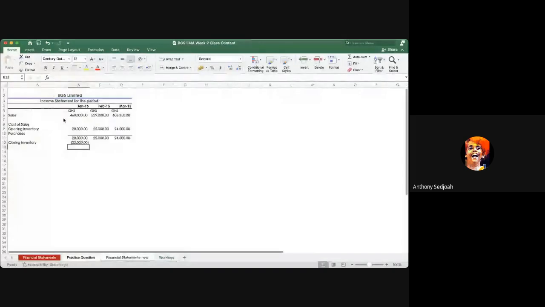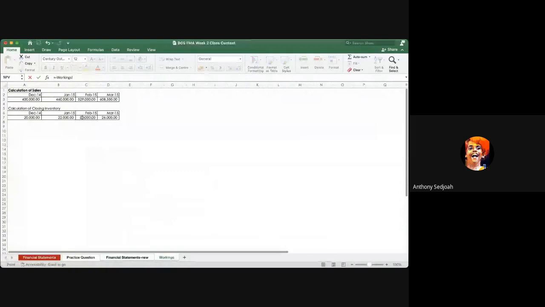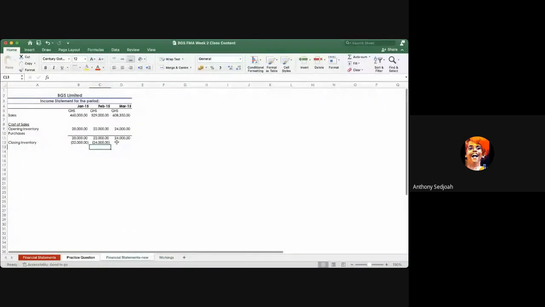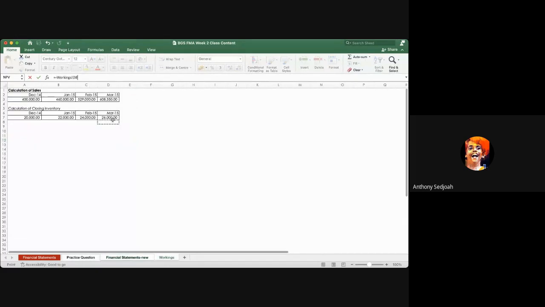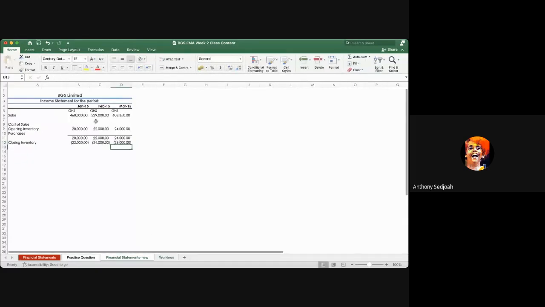Closing for February is 24,000. So I'm just referencing the cells. In case we made any mistake, we'll change it from the workings, and then it's going to affect our income statement. Closing for March is 26,000. Any questions so far? Any question, any confusion?